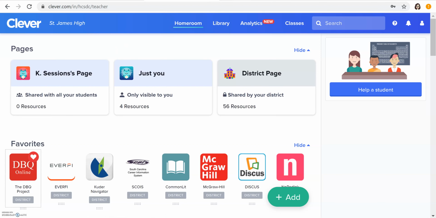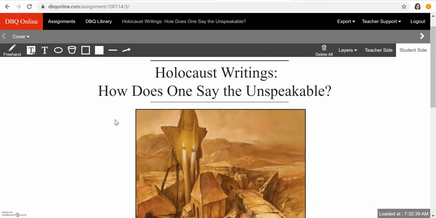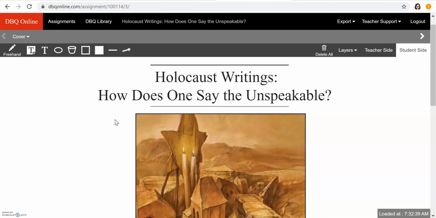So you click on the DBQ, and once you get into your DBQ, remember the question that this DBQ is asking is, how does one say the unspeakable? So what that is asking is, how do writers convey, show these unspeakable things when they're so hard to talk about and show people to have them understand? And what that also means is the techniques that they used. So how did they write it?